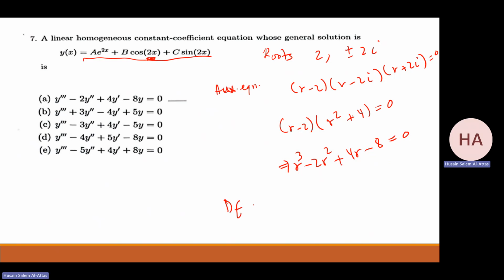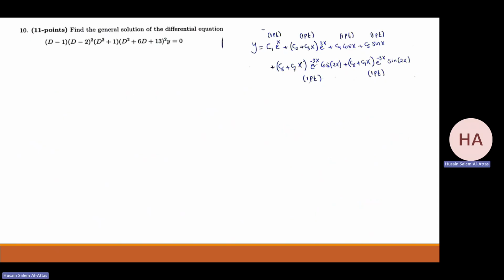So it will be the differential equation. Triple. Second. Which is this one? Yeah, easy. Find the general solution of this differential equation.